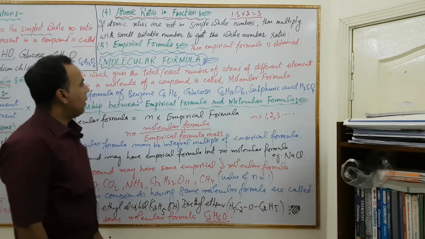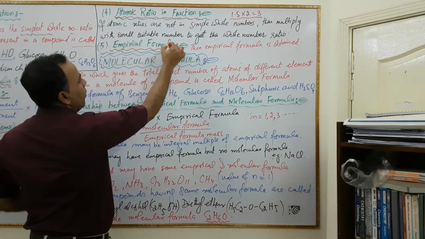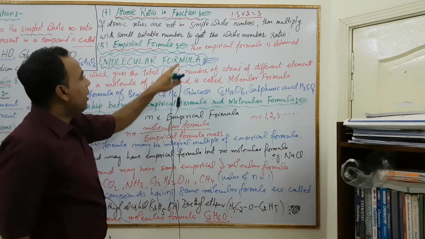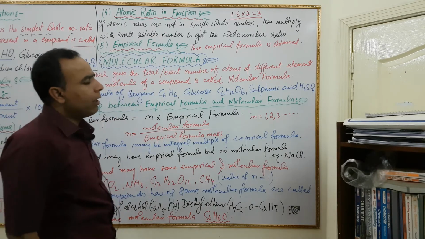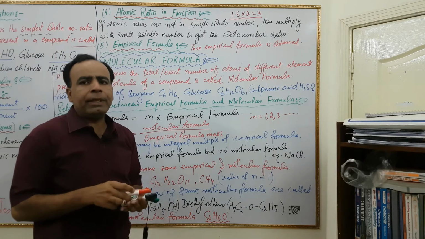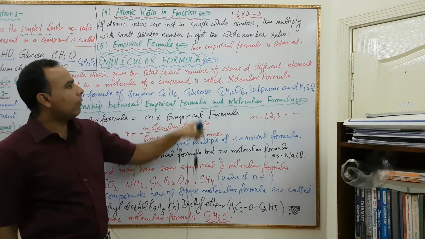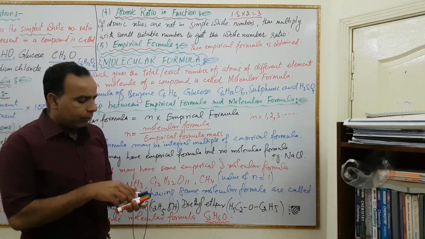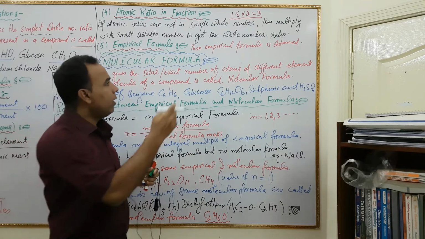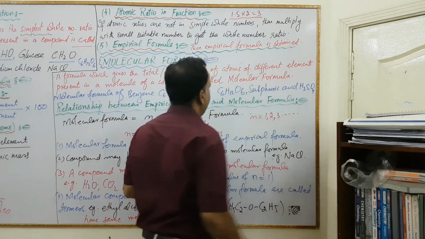Now the last step is empirical formula. In the last step, when we follow all these steps, then the empirical formula of any compound can be obtained. Dear students, this last step is the empirical formula.